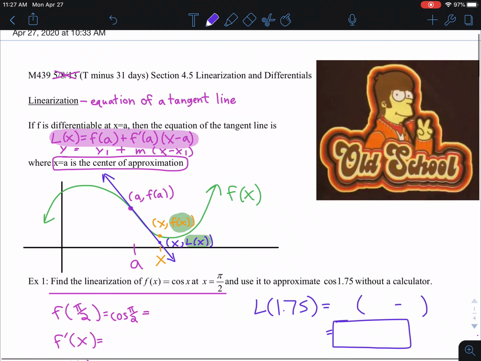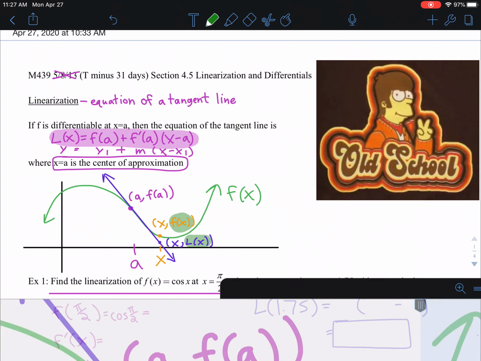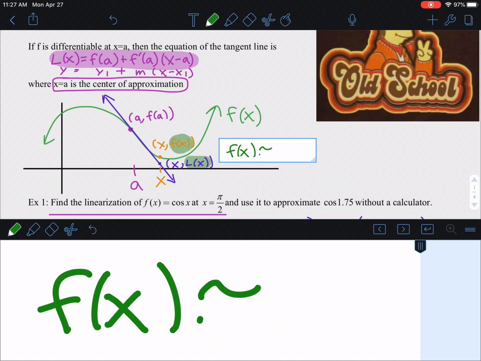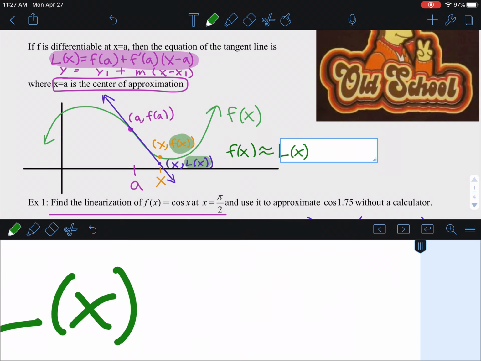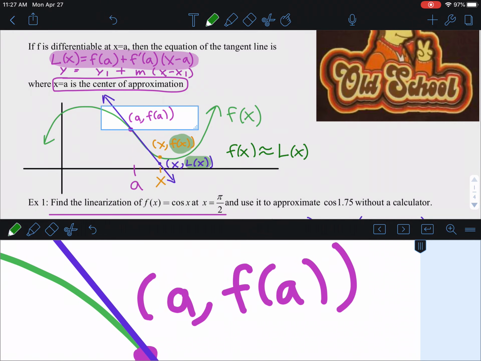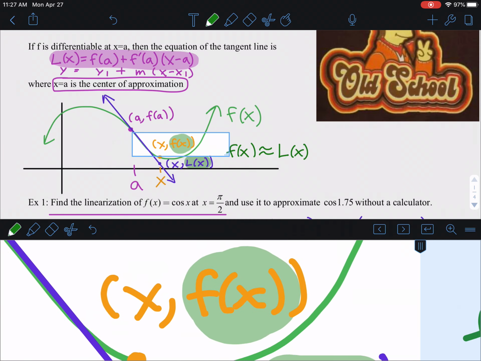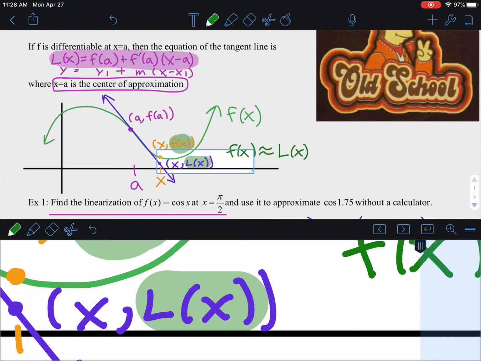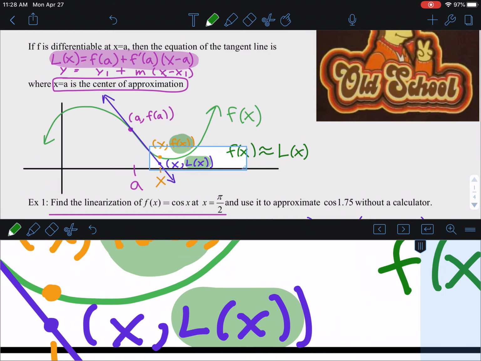And what that's going to tell me is that f of x is going to be approximated by my tangent line. F of x is going to be approximated by my linearization. Okay, so again, we made this tangent line at x equals a. And now for some other x value that's close by, we're going to see that the value of the function there is going to be very similar and close to the value we would get if we were to plug x into the equation of that tangent line, aka the linearization at that nearby x value.